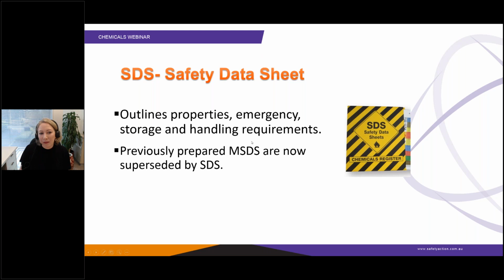Where you previously had an MSDS, under the new laws, the MSDSs are now superseded by the new safety data sheets. So if you have material safety data sheets at your workplace, you should go back to the supplier and get the safety data sheet, which will tell you how your chemical has been classified under GHS.